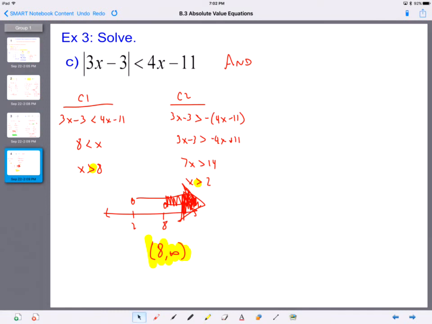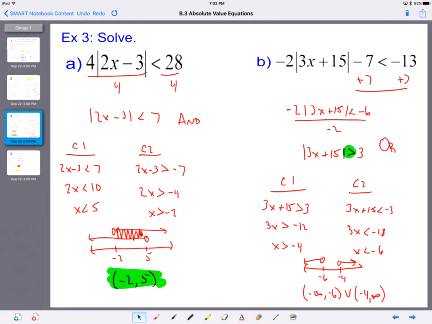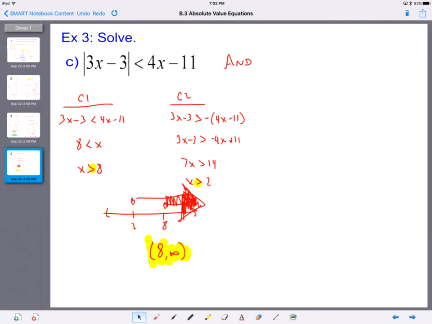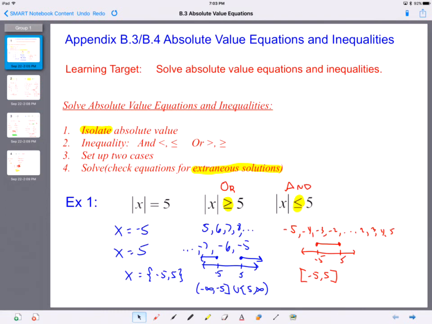in terms of absolute value inequalities. But that's why it's important to understand these first two as to what happens in that second case. If it's an and statement, something less than the number, you've got it less than 7 and greater than negative 7. And if it switches to greater than 3, then you have something greater than 3 or less than negative 3. I'm talking about example 3b. So there you go. That's absolute value equations and inequalities.